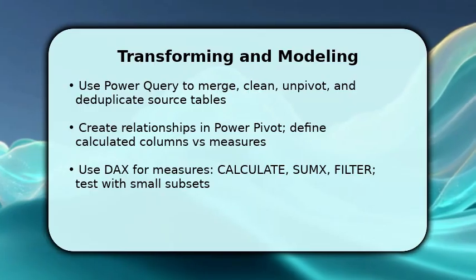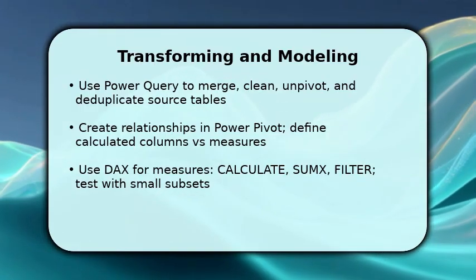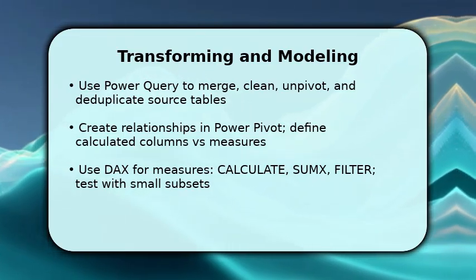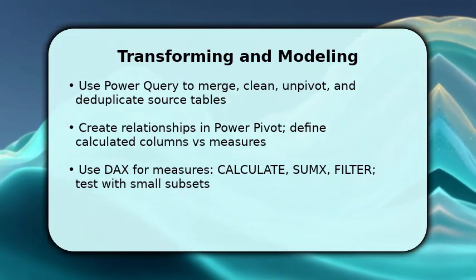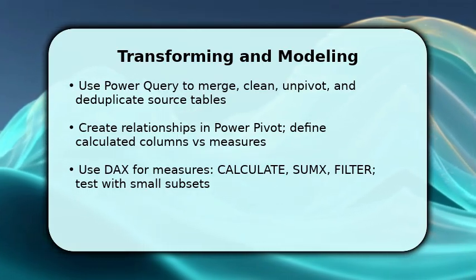You'll now transform data. Load each table to Power Query, perform merges, unpivot where needed, and remove duplicates. These steps standardize structure for modeling. Once the queries are solid, load to the data model and create relationships using surrogate keys.